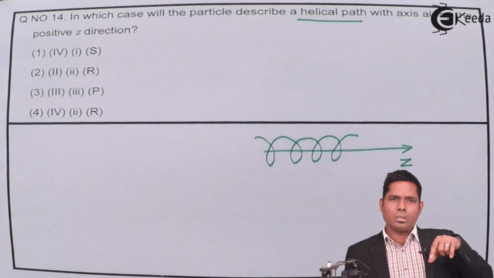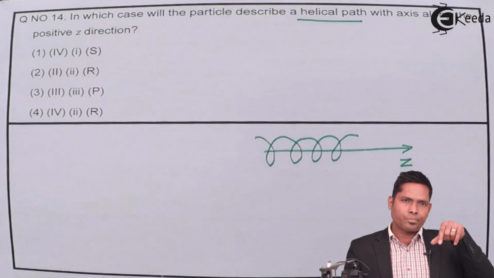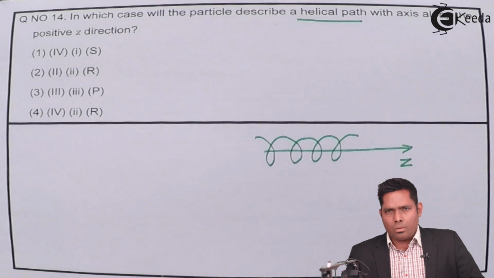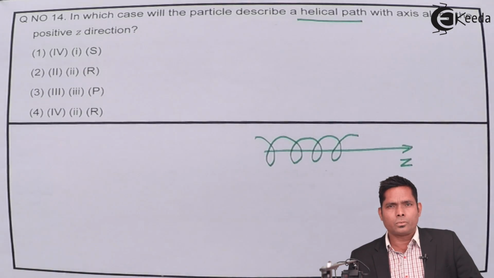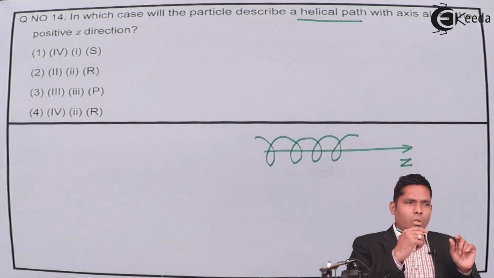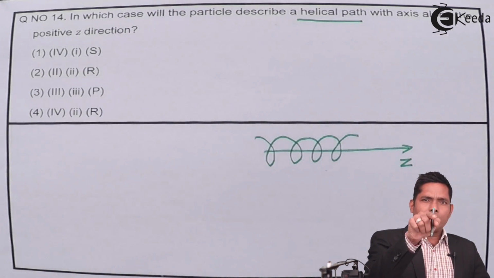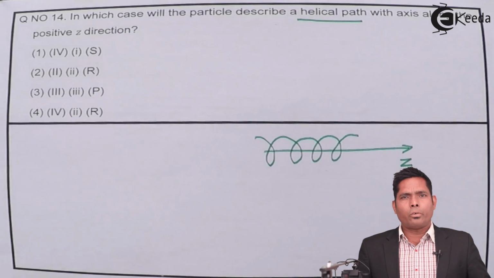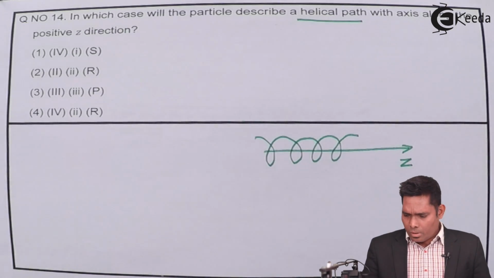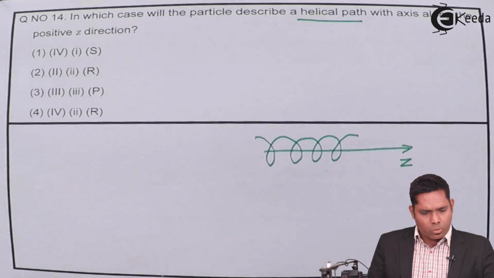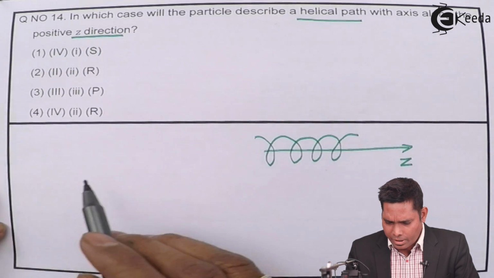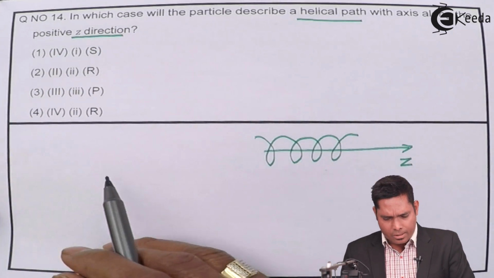So it has got the circular motion as well as the translated motion. So along with the motion in a circle, it moves forward. So to do that, we have a z direction. Which of the following options is correct?